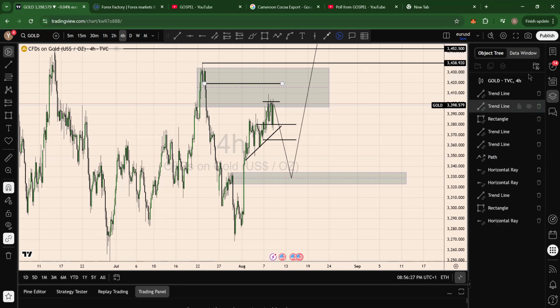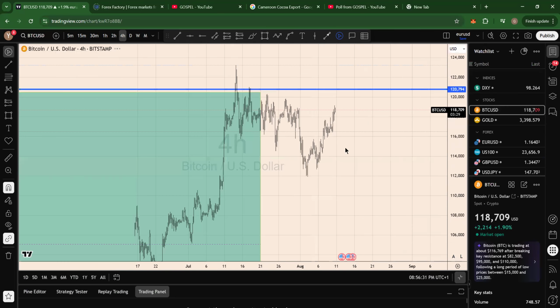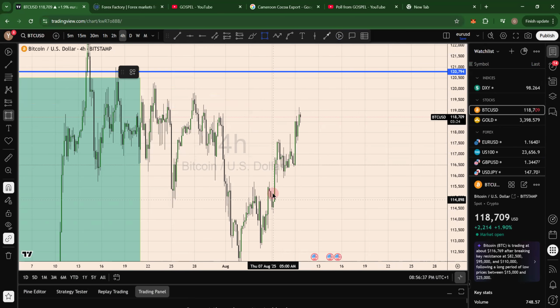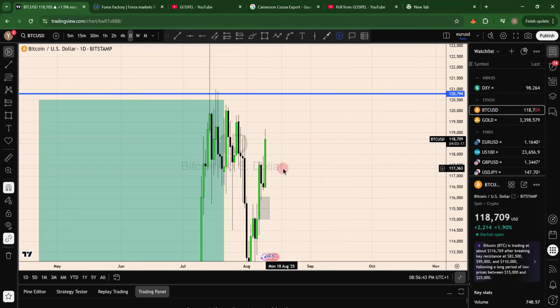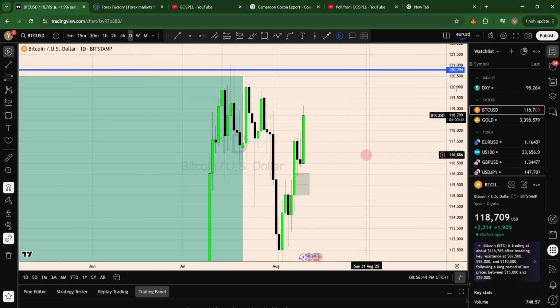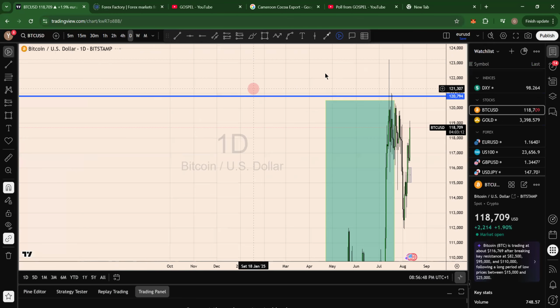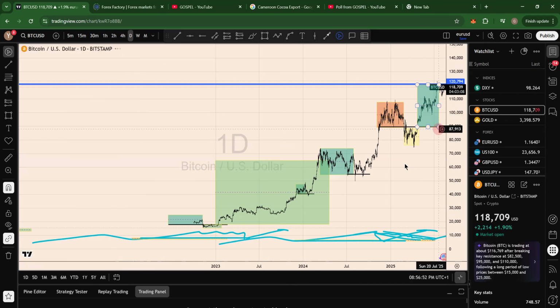Okay, so let's look at Bitcoin. Yeah, Bitcoin, I had some longs on Bitcoin after we fill this gap here, and this looks really bullish. We are moving higher, and I think the next step is the all-time high. Okay, I think we are going back to the all-time high.